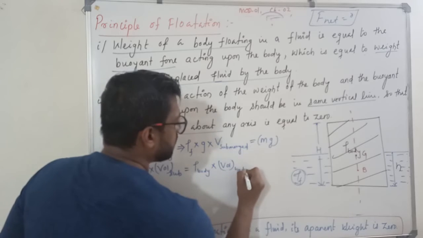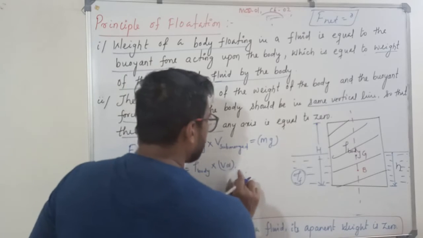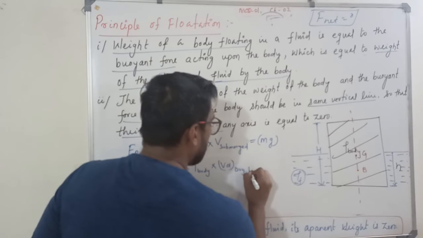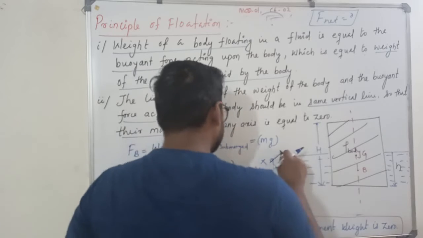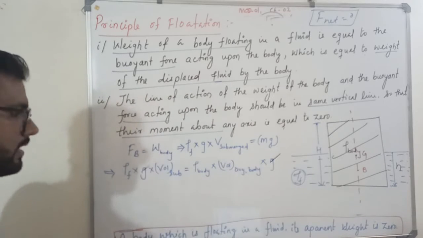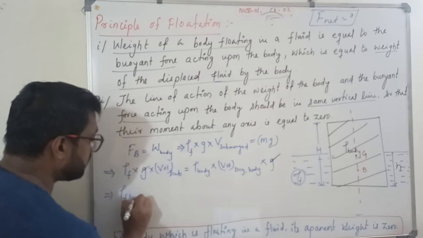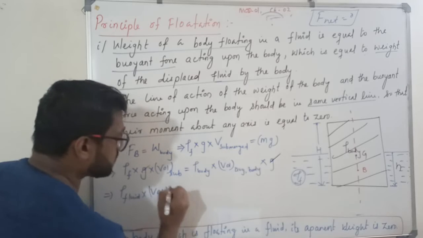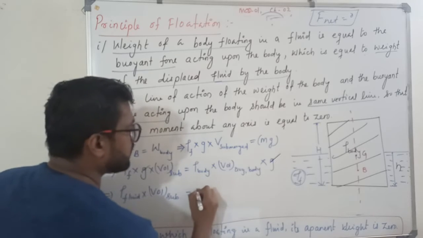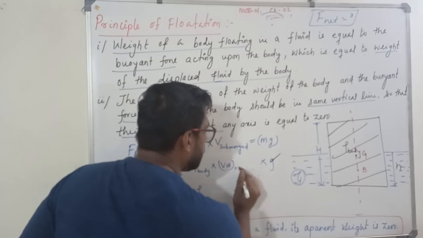Volume of the body, or I'll write average volume, average volume of the body multiplied by G. Now G and G cancel. So what did you get? Density of fluid multiplied by volume of the submerged portion is nothing but volume of the body.